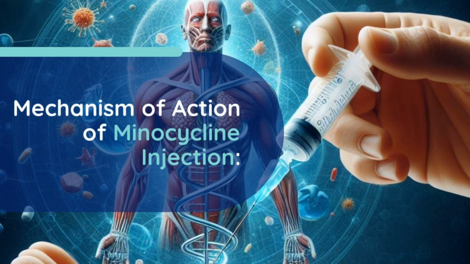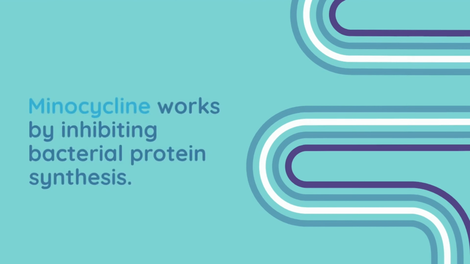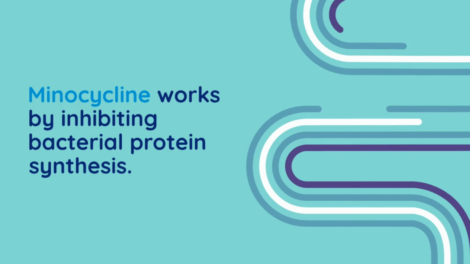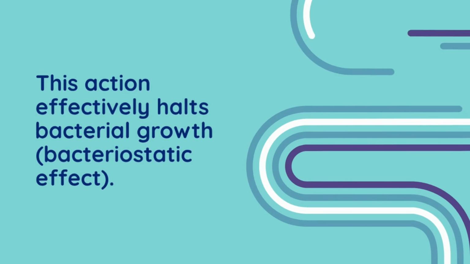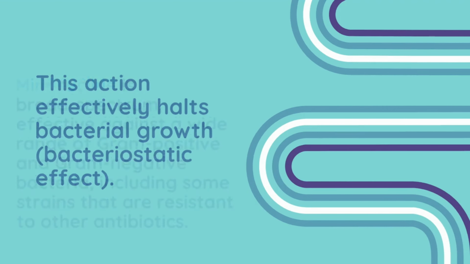Next, mechanism of action of minocycline injection. Minocycline works by inhibiting bacterial protein synthesis. It achieves this by binding to the 30S ribosomal subunit of susceptible bacteria, preventing the addition of amino acids to the growing peptide chain. This action effectively halts bacterial growth.